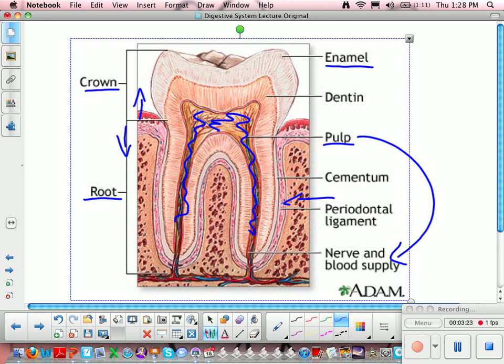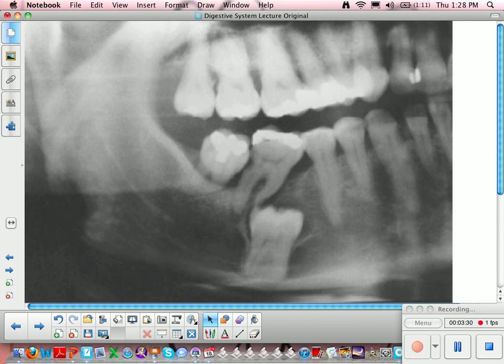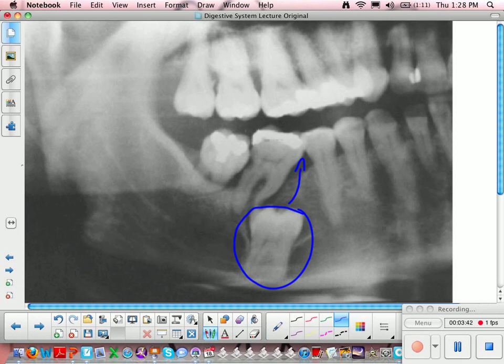Enamel does not grow back, so whatever enamel you have is all the enamel you'll get. This is a picture of a child with a secondary tooth right here, getting ready to come in and force its way into there. So the tooth has actually grown before it erupts and forces out the other teeth.